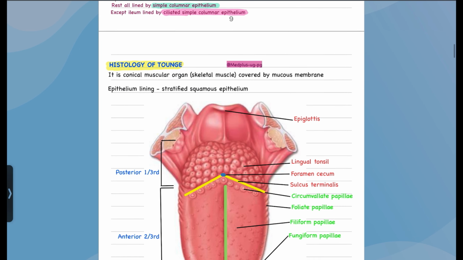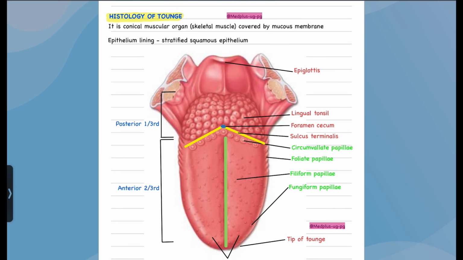Next, we will start with the histology of the tongue. The tongue is a conical muscular organ made up of skeletal muscle, and it is covered by the mucous membrane. As I said, the lining epithelium is a stratified squamous epithelium. And now we will see the anatomy of the tongue, which will be asked in the viva.